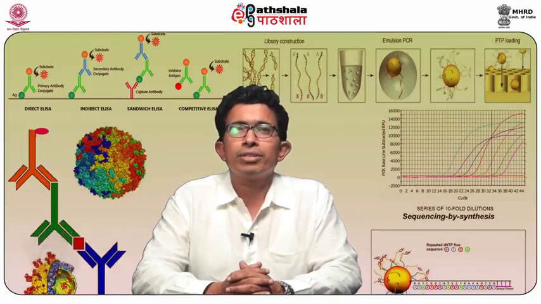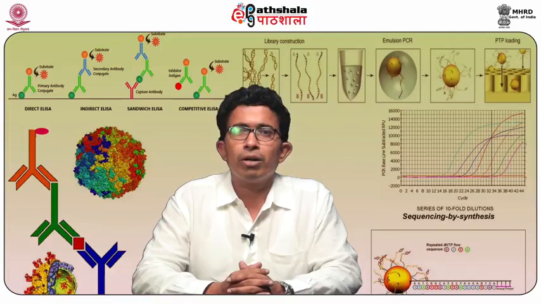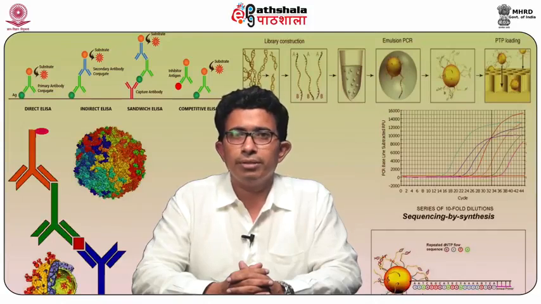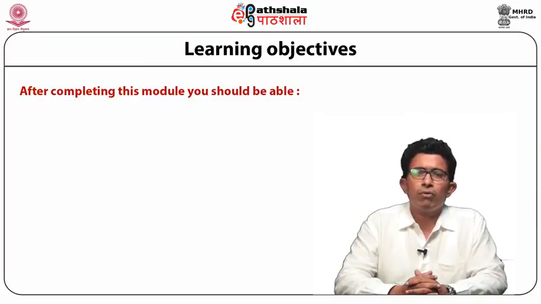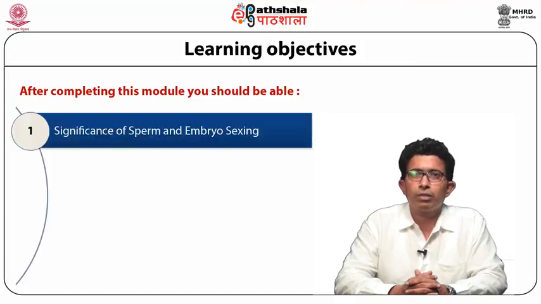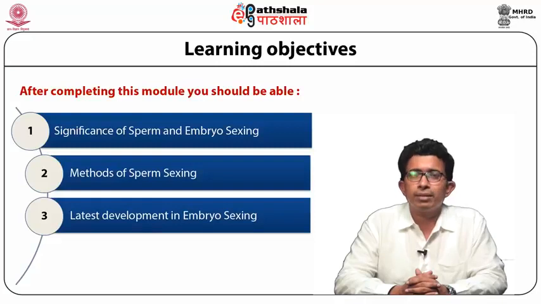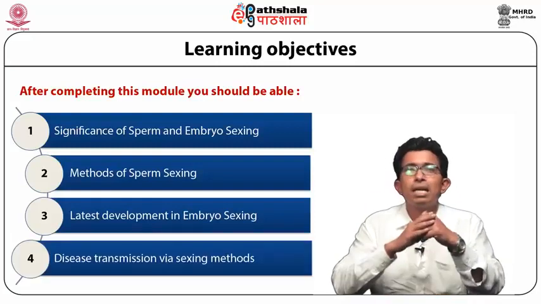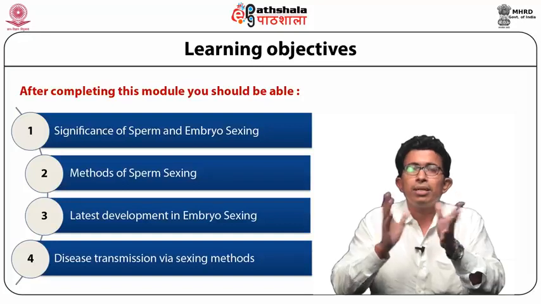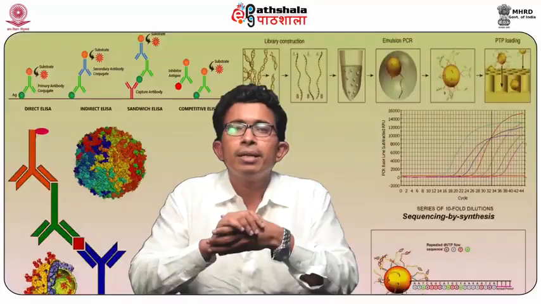And today we will discuss the module Sperm and Embryo Sexing and Disease Transmission under the paper Animal Cell Biotechnology. The learning objective of this module is to ascertain the significance of sperm and embryo sexing. What are the methods which can be used for sperm sexing? What are the latest developments in embryo sexing? And what kind of diseases can be transmitted by sperm and embryo sexing?